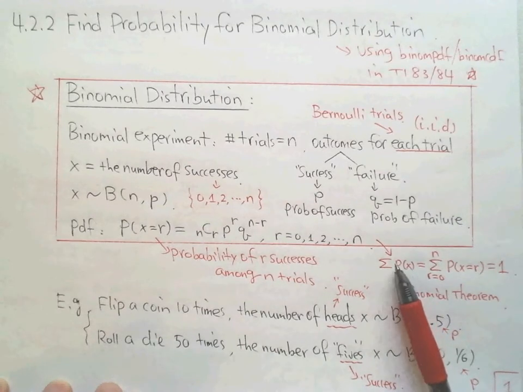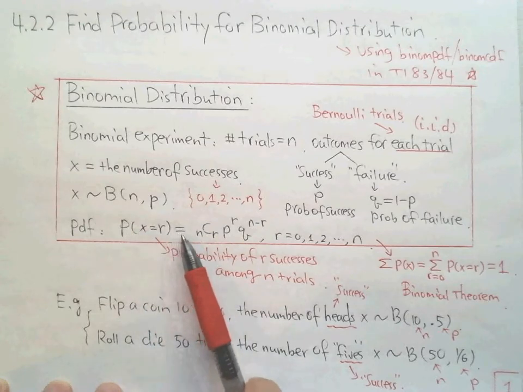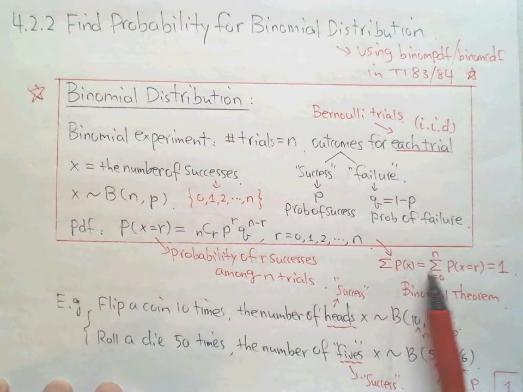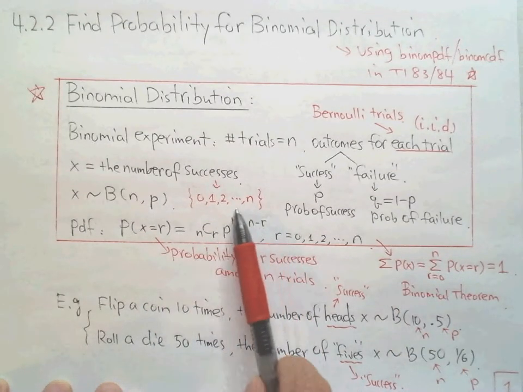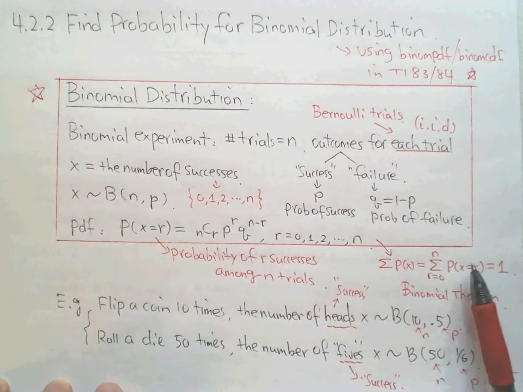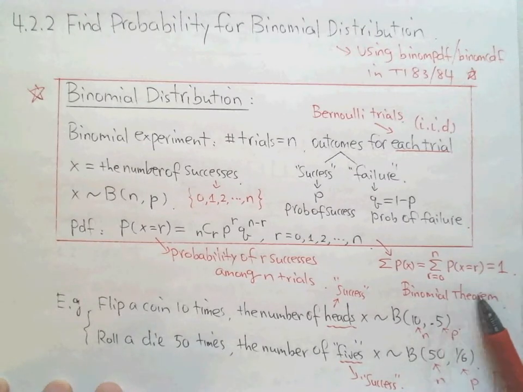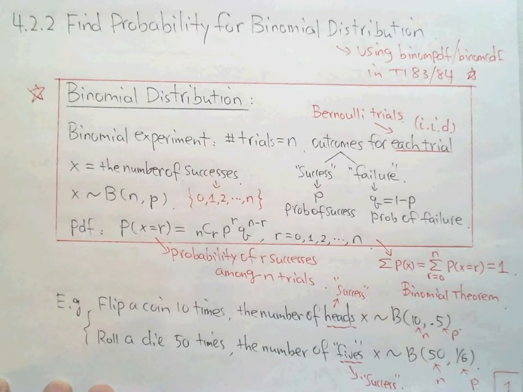And one more thing. Do you remember, for any distribution, if we add all the probabilities together, the sigma of P(x) equals what? Equals 1. Okay, so add all these together and it exactly equals 1. And this identity is very famous in history. We call it the binomial theorem. Isaac Newton made a contribution to this result. That's the definition.